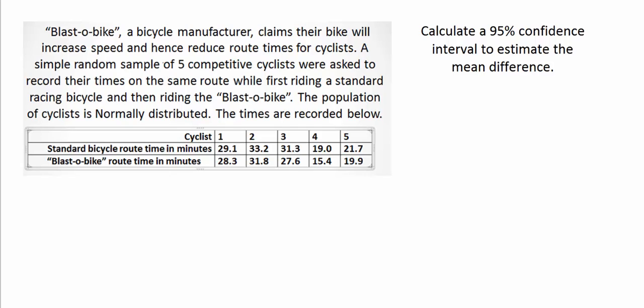In this example, we will use a matched pairs t procedure on our TI-84. Let's go ahead and read the problem. Blastobike, a bicycle manufacturer, claims their bike will increase speed and hence reduce route times for cyclists.